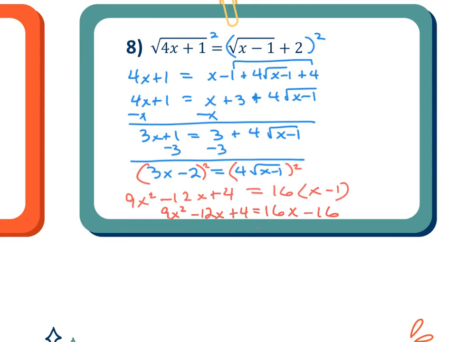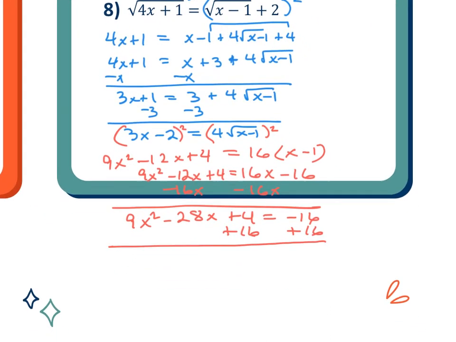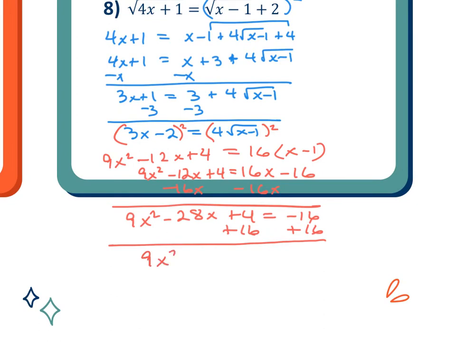I now need to move the 16. I can move either the 16x first or the 16. Combine the like terms. Now move the negative 16 by adding it. So now I have 9x squared minus 28x plus 20 equals 0.